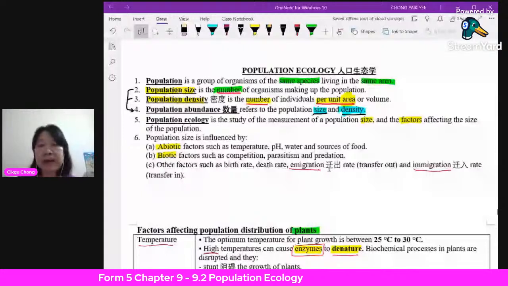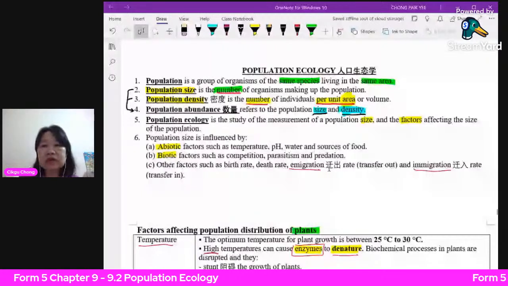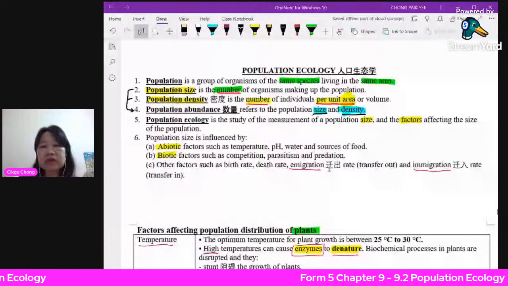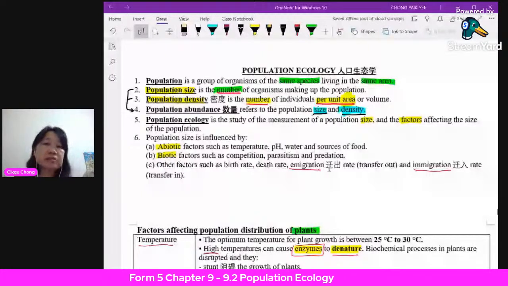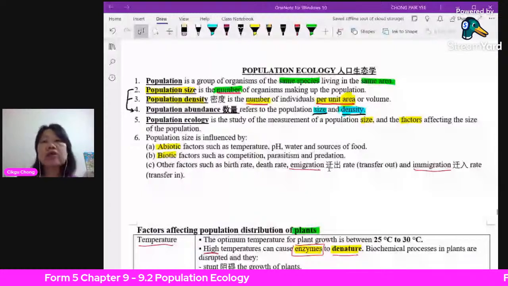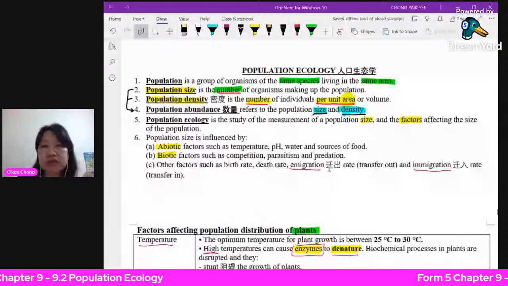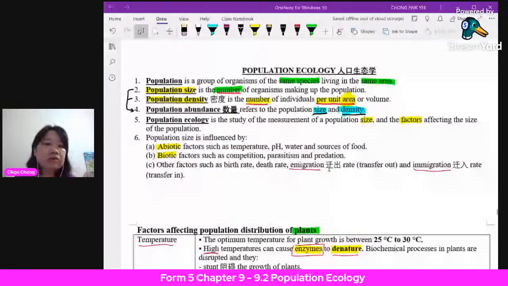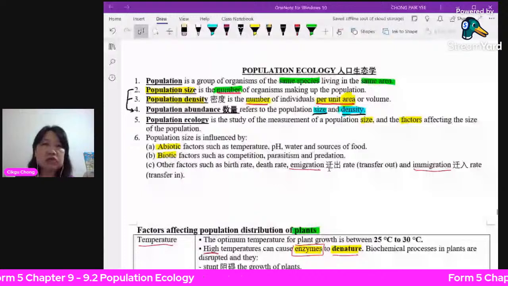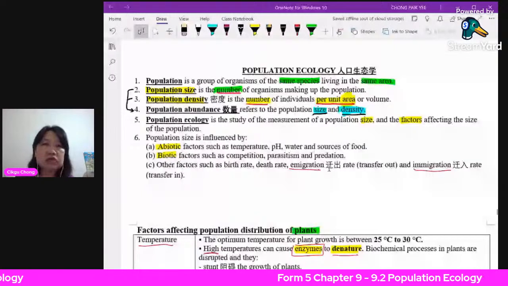Okay, then the rate of transferring out, maybe some organisms will move out. We call it emigration. Emigration, like in Mandarin we say 移民, means they go out of the area. They go out for certain reasons. Maybe they lost the fight when they had the competition. They lose to another male which is more dominant. So they will transfer out because they know that they cannot get the place that they want, the cave they want. So they move away. Or they move away because that place has no food.